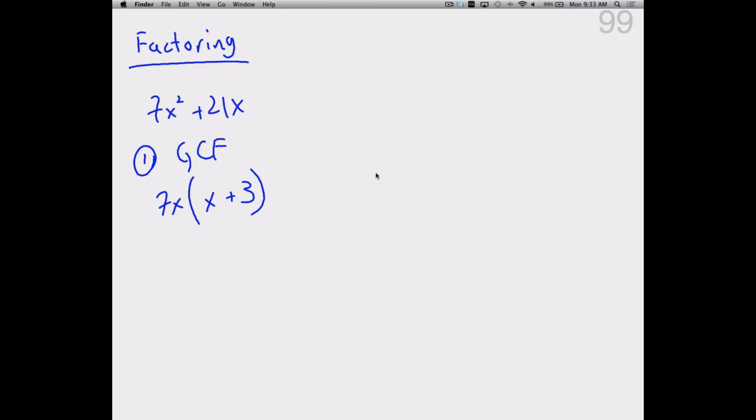Sometimes in a problem like that, well, scratch that. Let me start over. Can I factor that anymore? No. So sometimes when you factor out a GCF, that's all you need. You're done. Sometimes, however, it will get a little bit more complicated, and we'll get to some of those in a second. However, let's look at this guy.